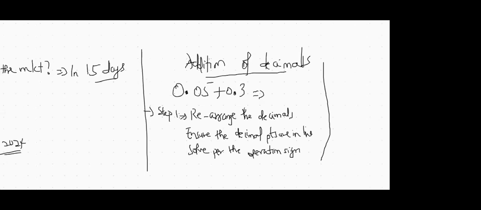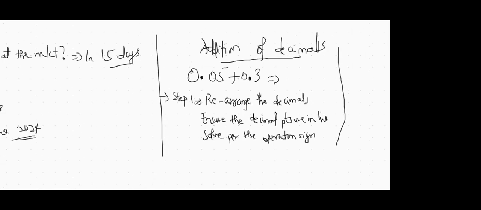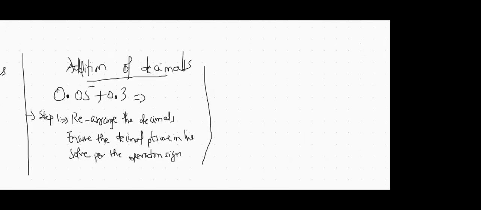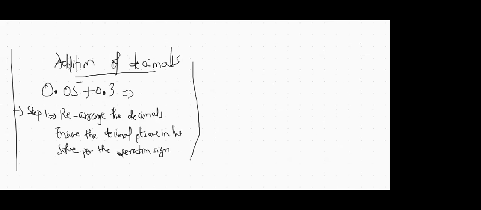Okay, so have you all seen the steps I've written down here? Step 1 is what? Rearrange the decimals, right? Step 2 is ensure the decimal points are in line. And the third thing is solve per the operation sign. So step 1, rearrange the decimal. So it's going to be 0.05 plus. Step 2 says that ensure the decimal points are what?